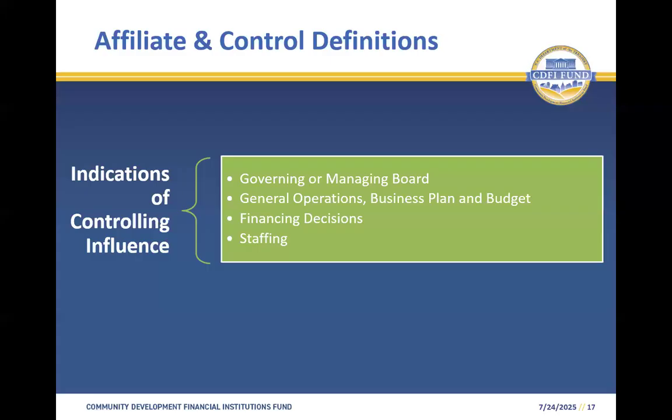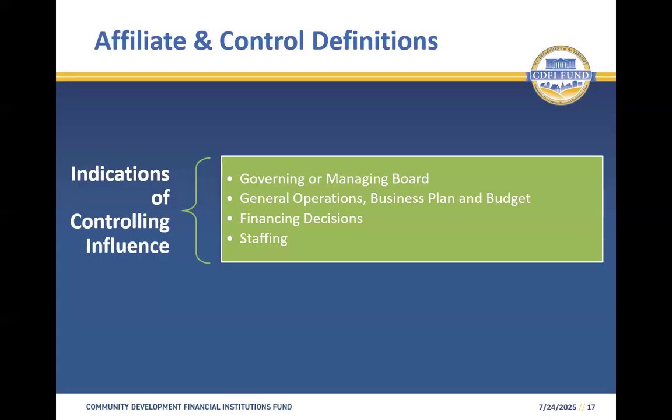Some common dynamics of controlling influence that can occur are as follows. Dynamic 1: governing or managing board. Control can exist at the governing or managing board level if an affiliate appoints, nominates, or occupies a majority or a substantial minority of the seats on an entity's governing or managing board. It indicates that an affiliate has control over the relevant entity via its leadership board. So that is one dynamic of a controlling influence.